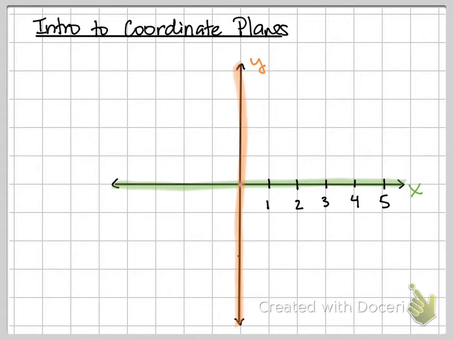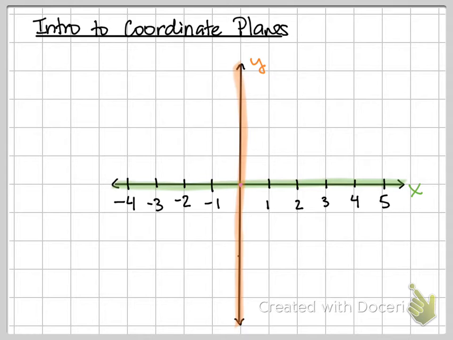Now I'm going to go back to the middle and I'm going to number out on the other side, and these are going to be our negative numbers. And notice that as I keep going further away from 0, my numbers are getting more and more negative.